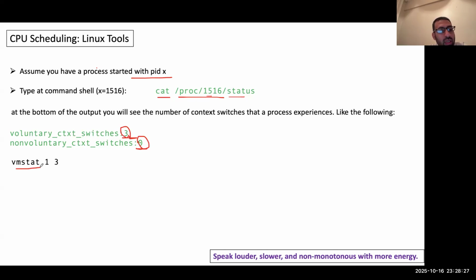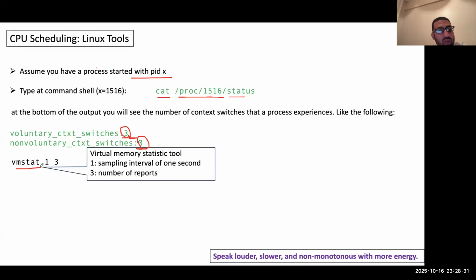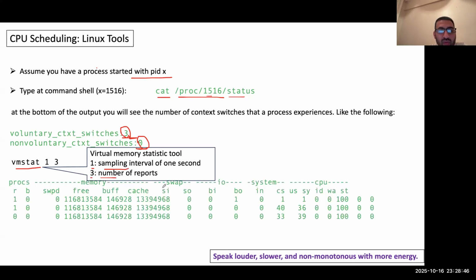Another command which you can use is vmstat, or the virtual memory statistics tool. For example, if you run this tool by providing the input 1 3, by 1 we mean a sampling interval of 1 second, and 3 means the number of reports. So what does it mean? When I run it on my machine, I saw this output.